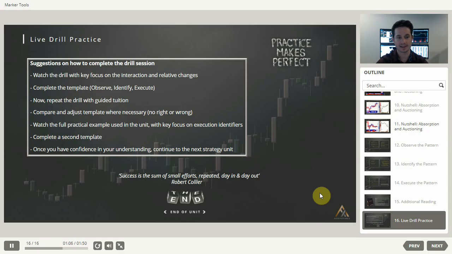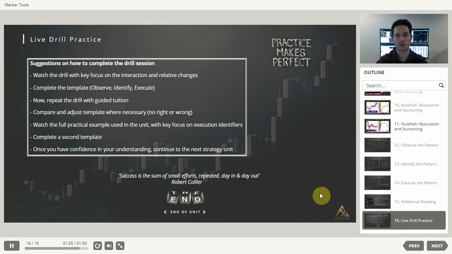Then I suggest you go back and watch the full practical examples used within the unit, and again focus on some of the key principles and on the identifiers within each one of the template sections. Again, complete a second template. This is for your own good. Lots of practice will get you good at completing this template. Once you've done that and you have confidence in the strategy and in the principles underlying that strategy, move on to the next unit.